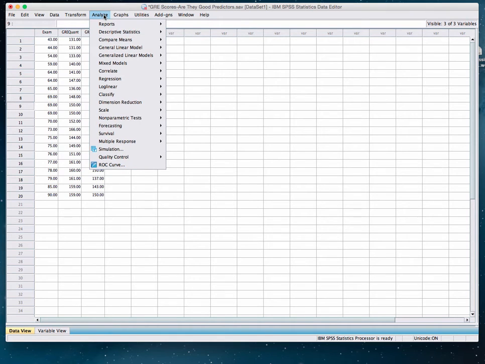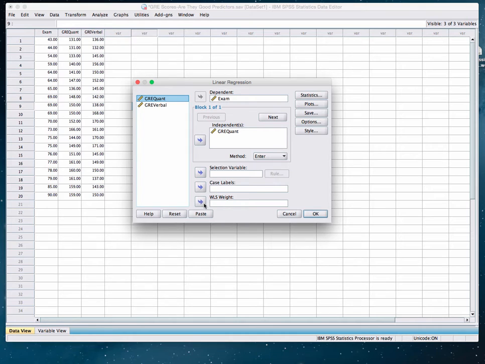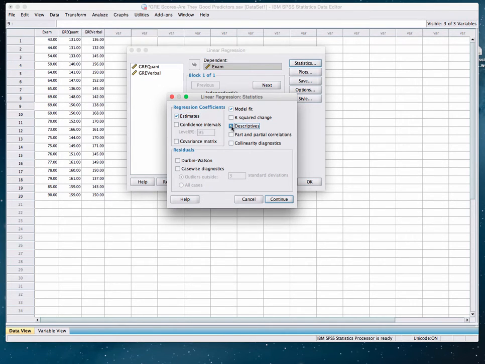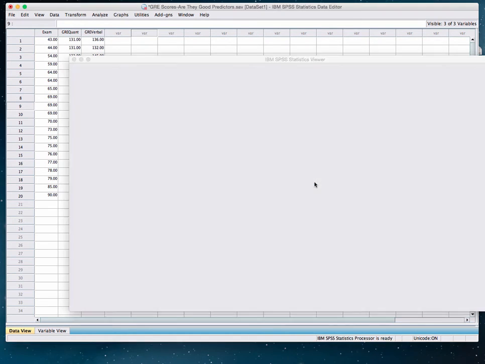I'm going to go to Analyze, Regression, and Linear. In this case, exam is going to be my dependent variable, and GRE quantitative scores will be my independent variable. Then for my statistics, I want to check descriptives because I want to get the means and the standard deviations. And then I can simply run the analysis.